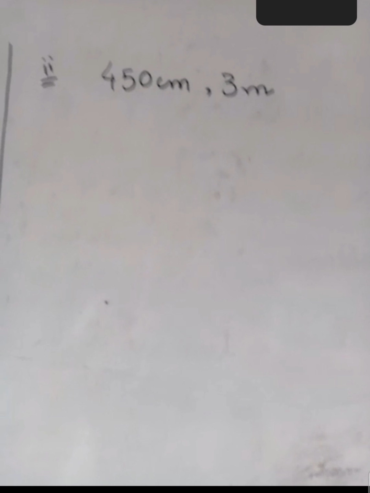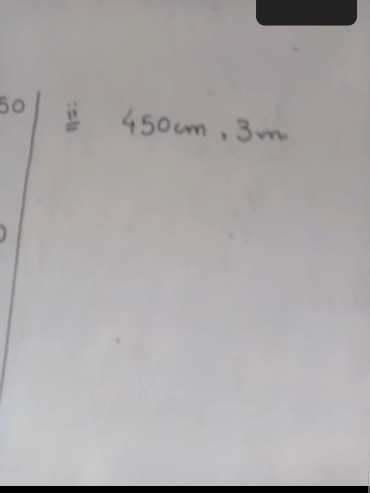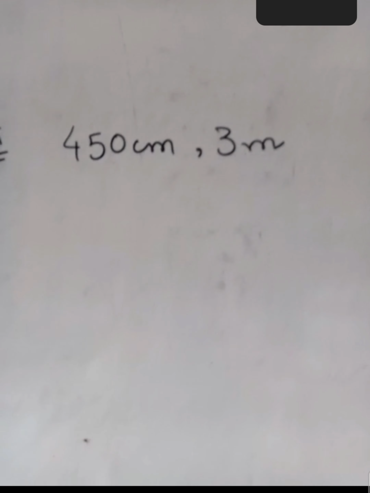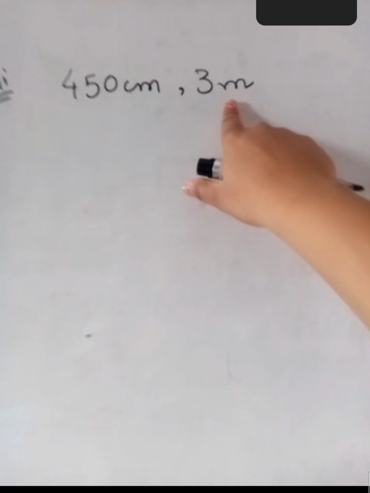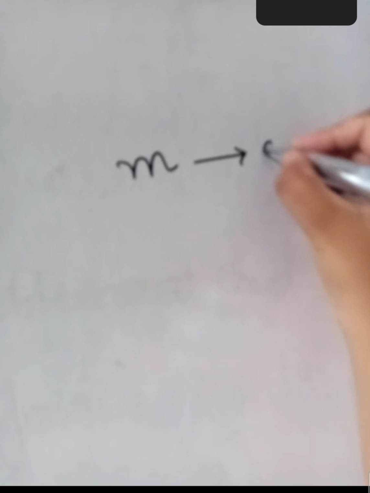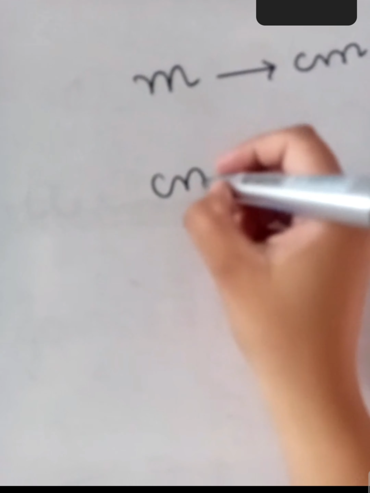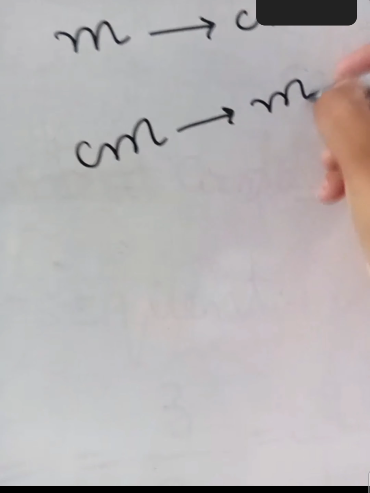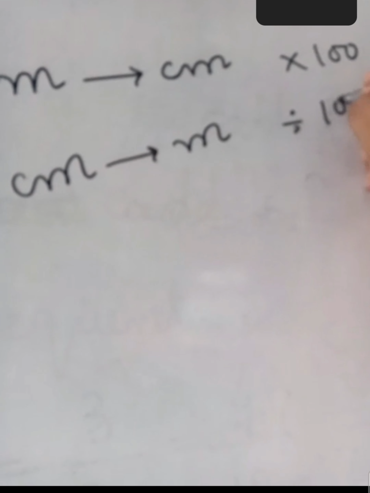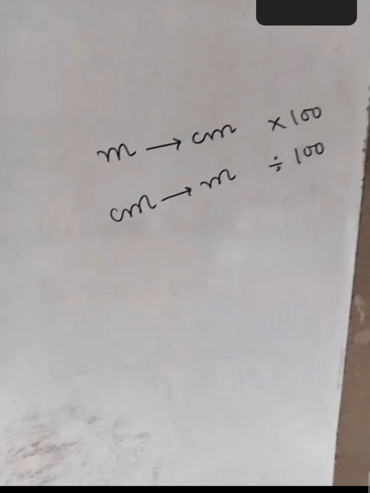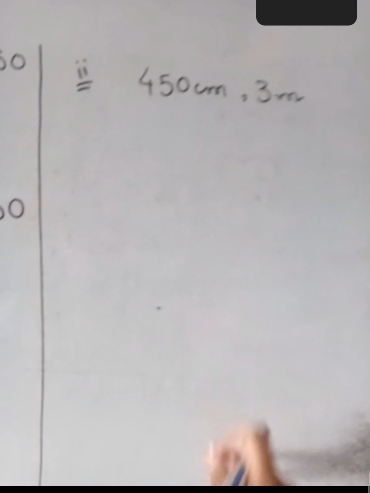Do you know how to? How, what will it be? Divide by 100? No. When you convert meters into centimeters, you need to multiply. From meters to centimeters, you multiply by 100, and when you convert from centimeters to meters, you divide by 100. Okay. 450 centimeter, this is 3 meter. What will this 3 meter be then?